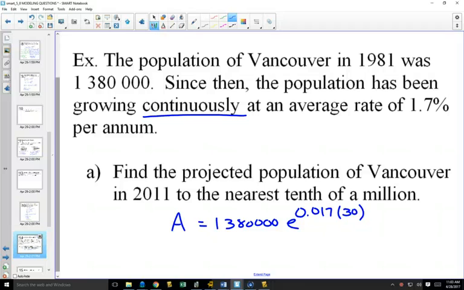Easy, straightforward question. Why? Well, we don't have to solve for anything. We can just type this into our calculator exactly as we see it. So 1.38 million e to the power 0.017 times 30. And it says to the nearest tenth of a million, so if we round it would be 2.3 million.